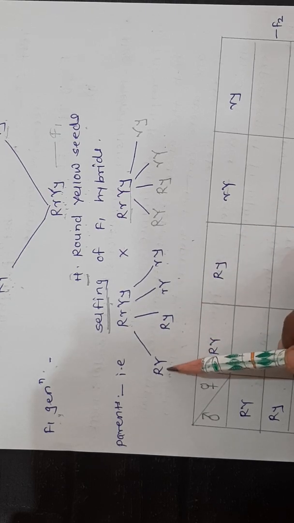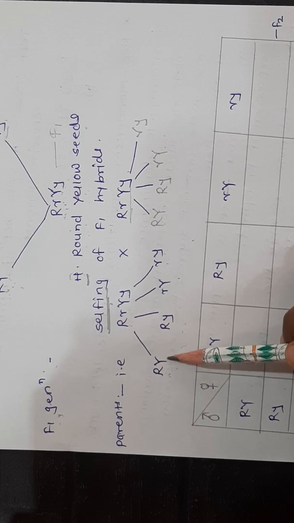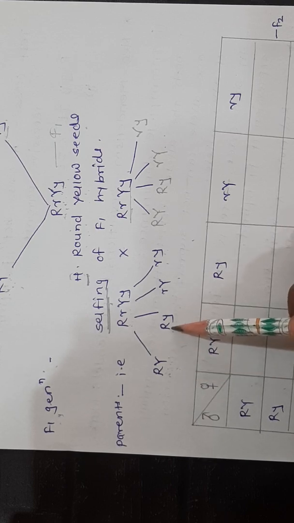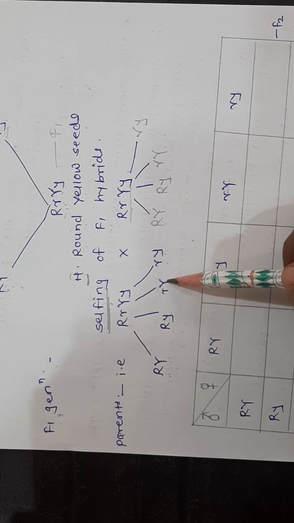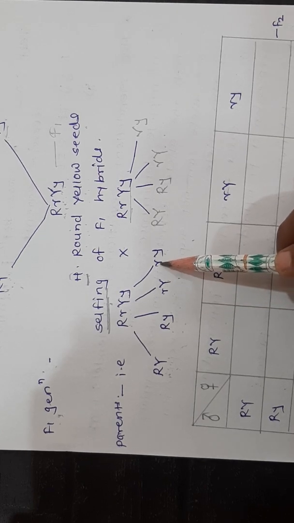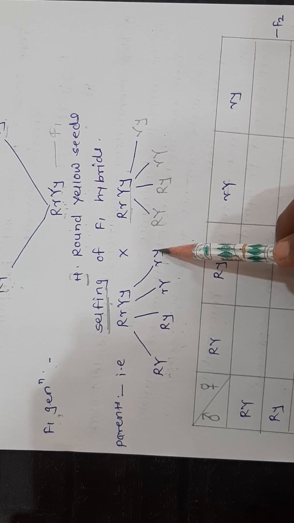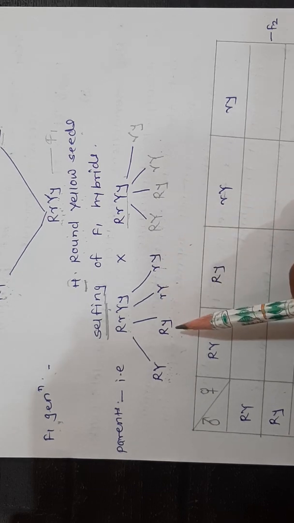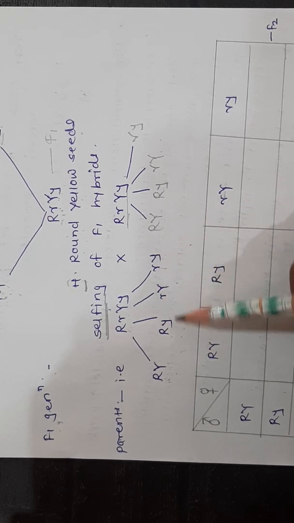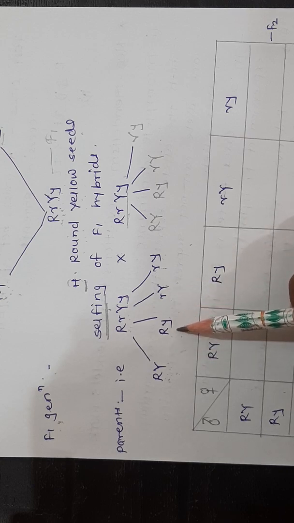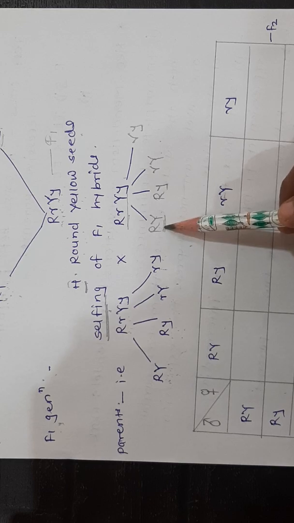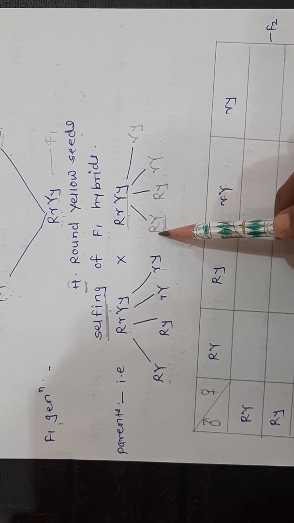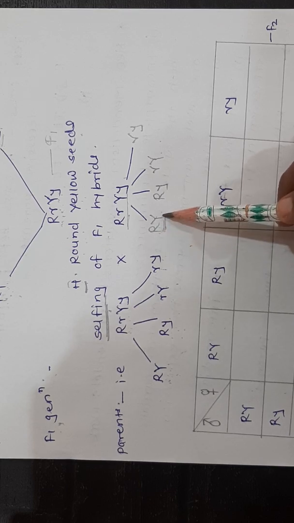Here the first gamete is capital R, capital Y. Second is capital R, small y. Third is small r, capital Y. And fourth is small r, small y. There is a simple method to obtain or segregate these four types of gametes. Look at here. So the first gamete in a capital condition, capital R, capital Y.